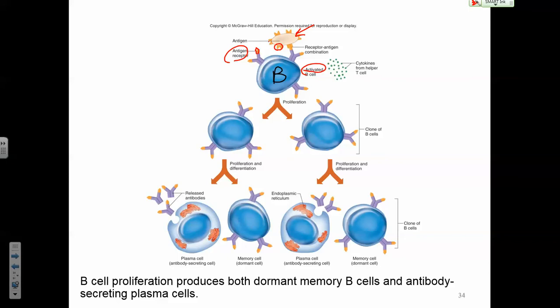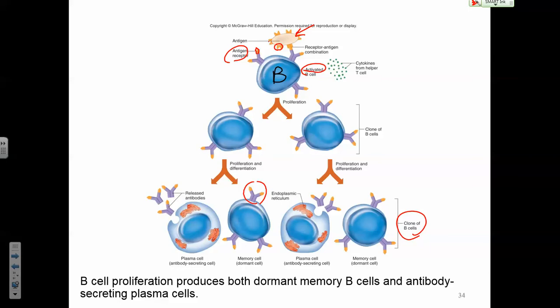So it divides and divides and divides to maybe produce 1,000 cells just like it that have exactly the same receptor on it. See that receptor? They're all the same. Okay? And so when you have a bunch of B cells that are all just alike, it's referred to as a clone of B cells. And this clone results from the proliferation or cell division of an activated B cell. What activates a B cell? The specific antigen that its receptor is attracted to. And it is only attracted to that particular foreign antigen.